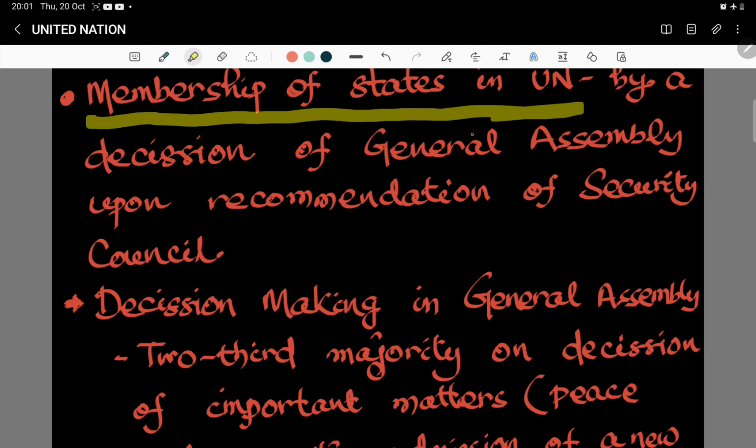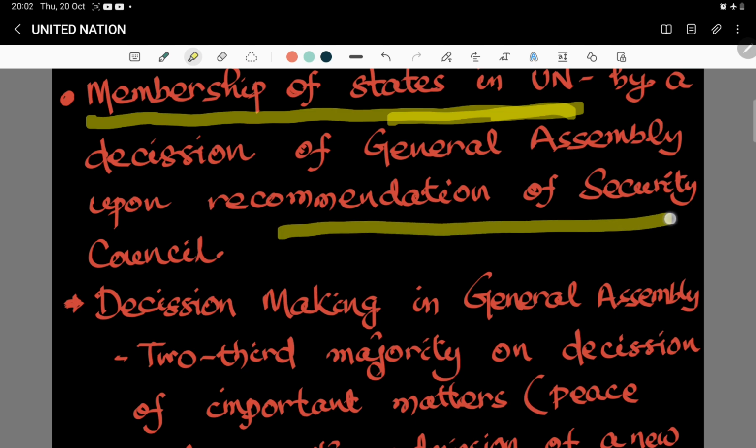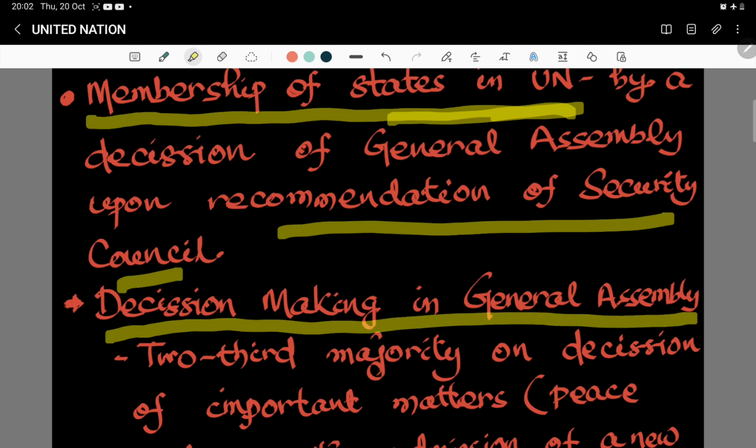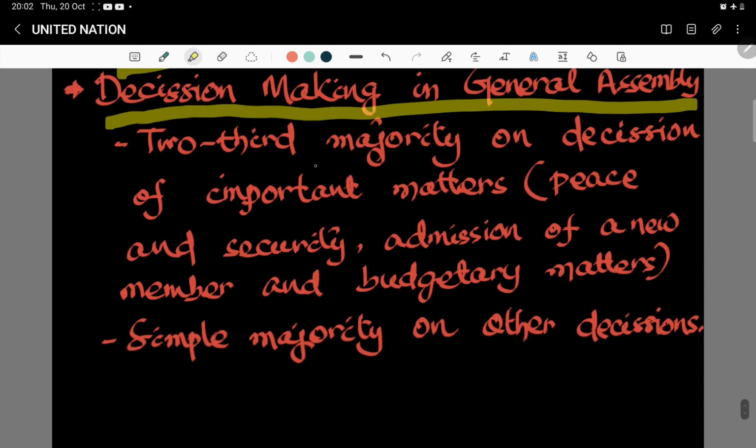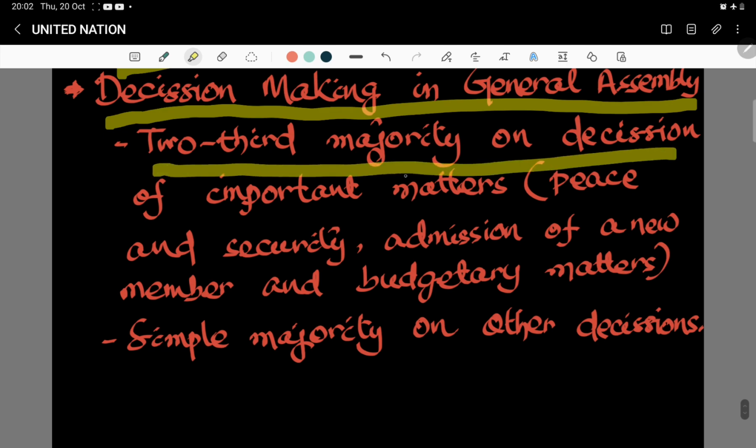Okay, so membership: how a country can be a member of the United Nations. It is by the decision of the General Assembly, but it is based on the recommendation of the Security Council. And how does decision making take place in the General Assembly? That is a 2/3 majority on decisions of important matters.